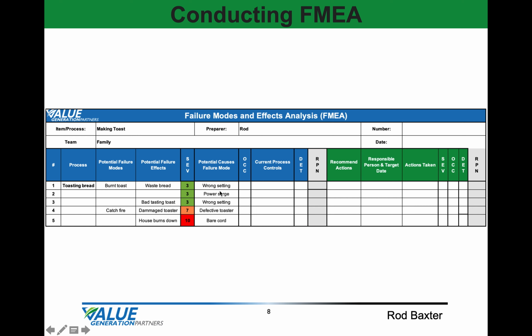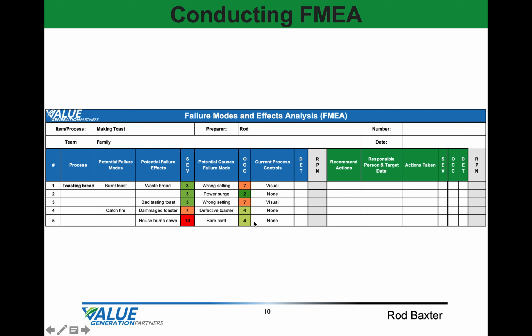For the potential causes of these failure modes, for burnt toast, we said it could be wrong setting. It could be a power surge, and then also we line those up with each of the effects. So we have wrong setting listed again. For catch fire, it could have been a defective toaster, or it could have been a bare cord. We'll give each of these a likelihood of occurrence. Now, wrong setting, we gave it a high likelihood of occurrence, while power surge, we gave it a low likelihood. And for defective toaster or bare cord, we gave those both a 4.